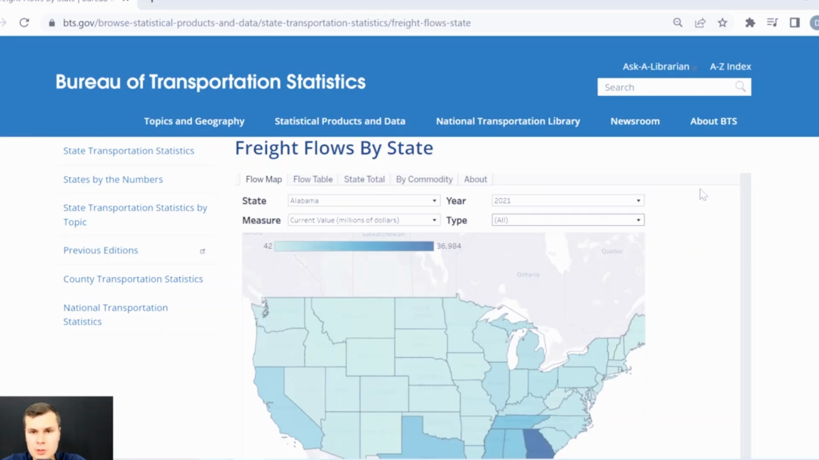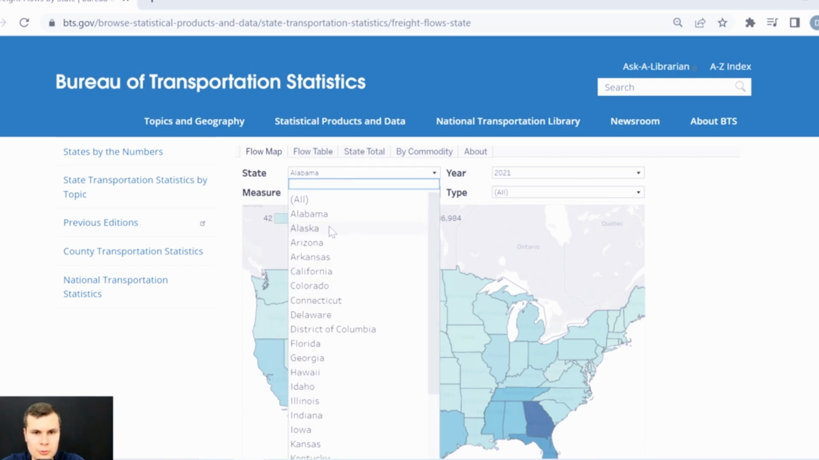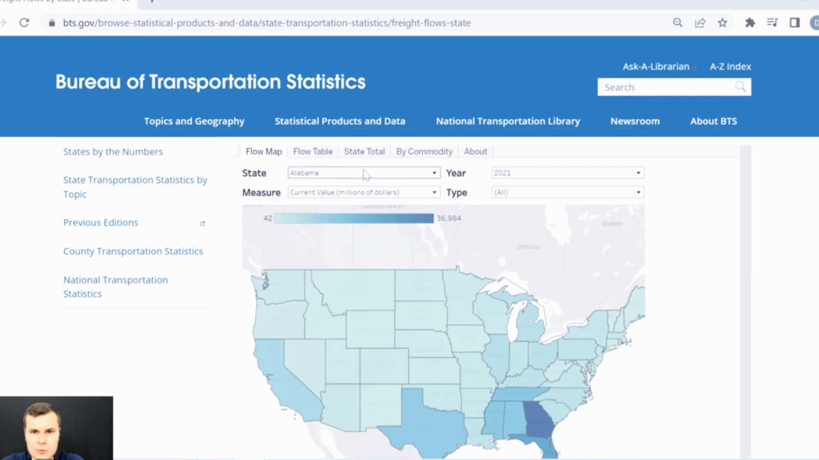Alright, so I've logged into the freight flows by state page of the Bureau of Transportation Statistics website, and we have a map here and we have a couple parameters to put in. It's actually quite straightforward. Really, when you log in, all the parameters are already put in for you. So we have the state. By default it's choosing the state of Alabama, but we'll be choosing different states. Let's just start with Alabama for now.